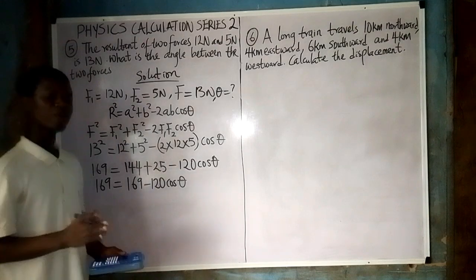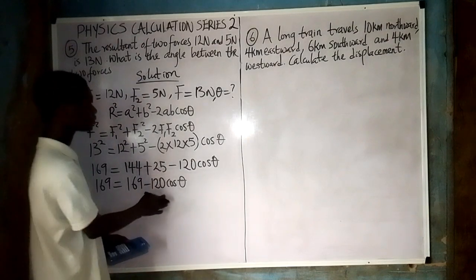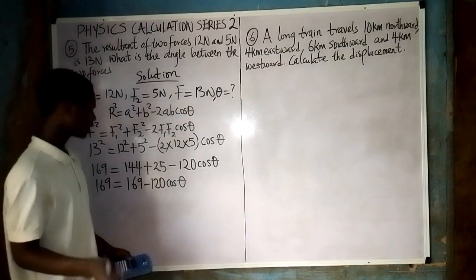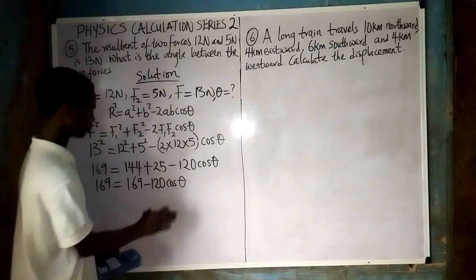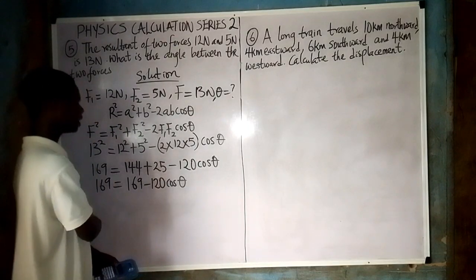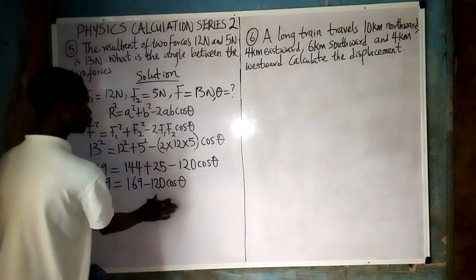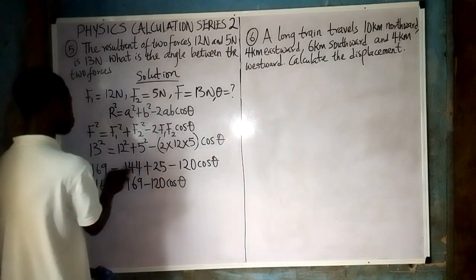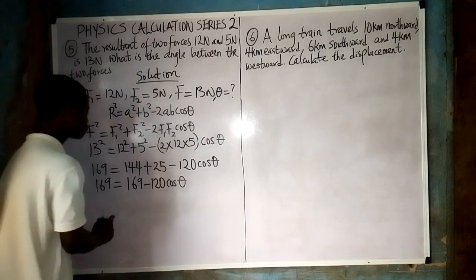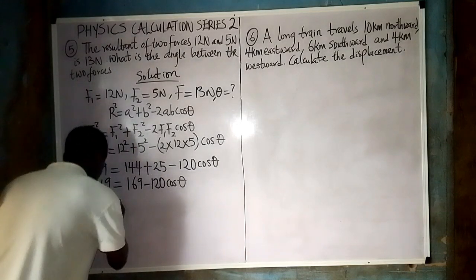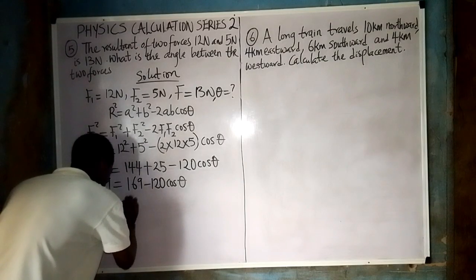We carry the one without cos theta to one side and the one with cos theta to the other side. So this is what I will be doing. All this, I will be moving them here, the one with cos theta. Minus 120 cos theta, when it crosses the equality sign and comes this way, it will become positive 120 cos theta. Good. Positive 120 cos theta.